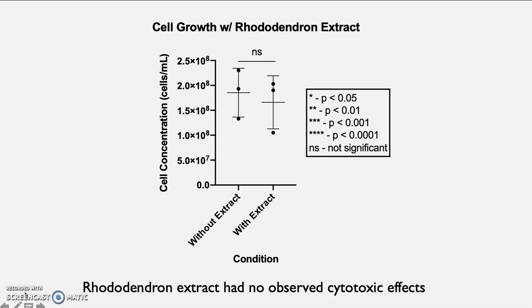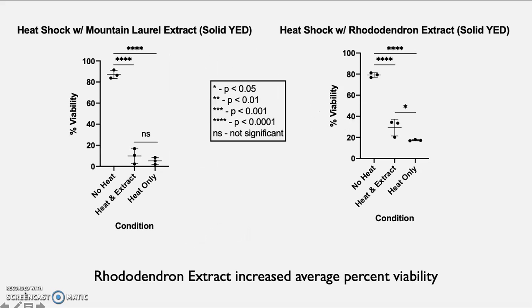So before I did anything with my research, I had to ensure that the extract was not toxic to the cells. So as you can see in the graph, I was measuring the concentration of the yeast cells in solution when they were grown without extract and with extract. And there was no significant difference. And this is what I wanted to see, so I could continue on with my research. So the first test I did was heat shock with mountain laurel extract and solid YED.